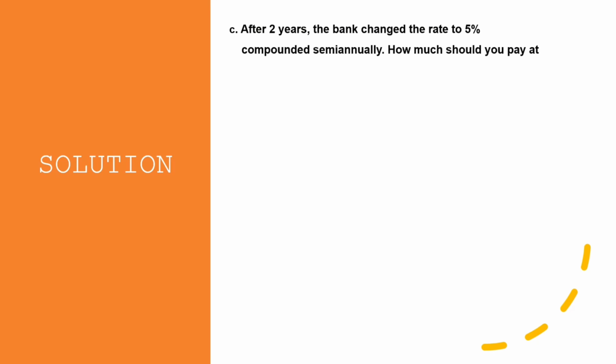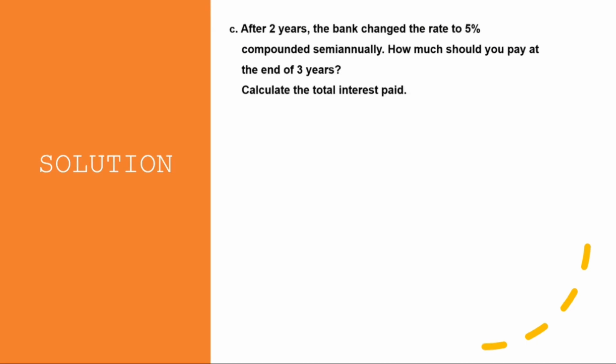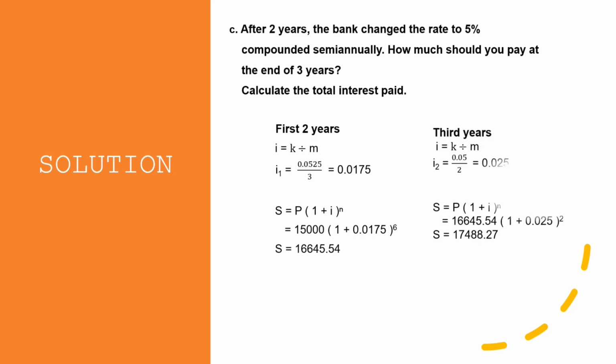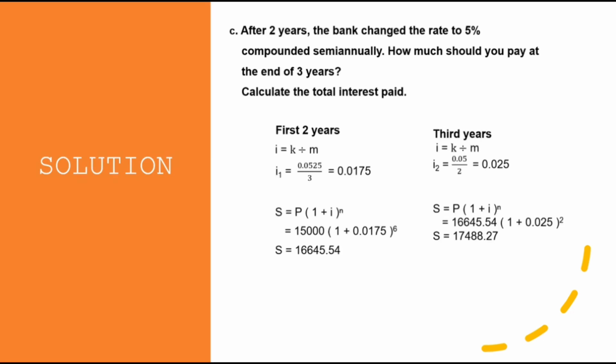Question C. After 2 years, the bank changed the rate to 5% compounded semi-annually. How much should you pay at the end of 3 years? To calculate the total interest paid, we must find the future value of the first 2 years and the 3rd year first. By using the same formula, find the periodic interest rate for the first 2 years and the 3rd year. I equals K over M, where in the first 2 years, K is 0.0525 and M is 3.